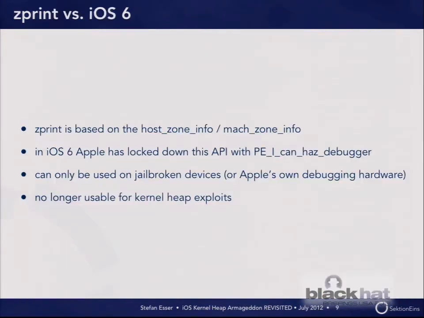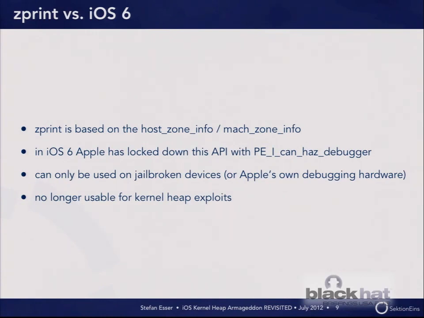Here is the first time I mention iOS 6. This zprint tool is based on some Mach APIs that give all this information to user space. In iOS 6, Apple has closed these APIs by checking the function PE_i_can_has_debugger. This should only be true on Apple debugging hardware, which most probably exists, and on jailbroken devices. So on a factory device, you shouldn't be able to execute that. Therefore, it's no longer usable for kernel heap exploits.